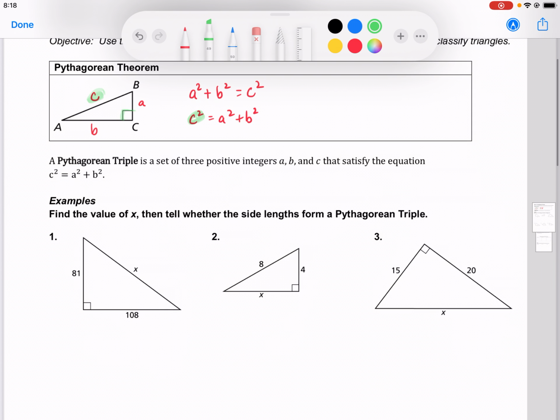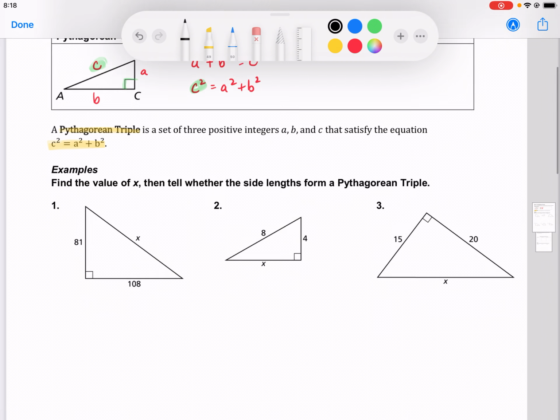So another thing you need to know is when we talk about a Pythagorean triple, all that means is that all three numbers are integers, positive integers, and they work in the Pythagorean theorem. So if we end up with an answer that's an integer, then we can say that these are Pythagorean triples. So let's go ahead and do our first one.